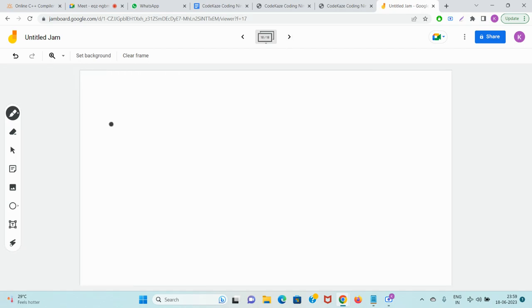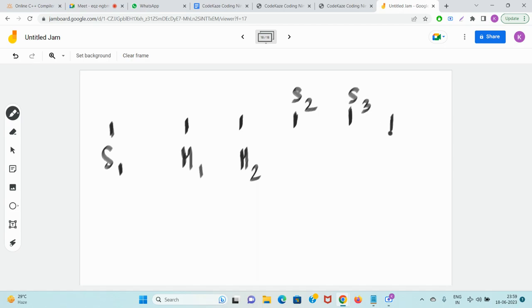Okay guys, this was your S1, and this was your M1. This was your M2. This is your S2. This is your S3. This is your M3, and this is your S4.